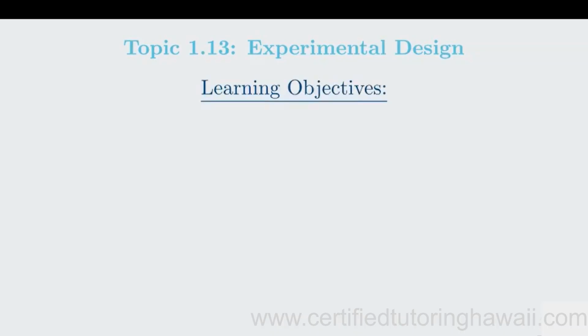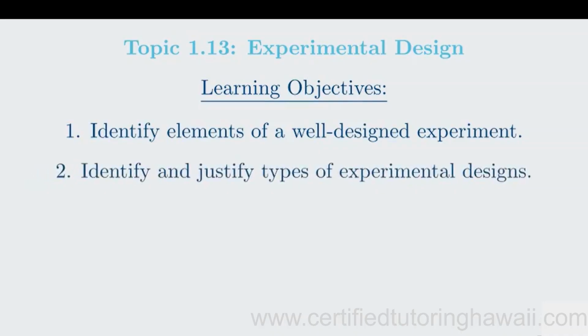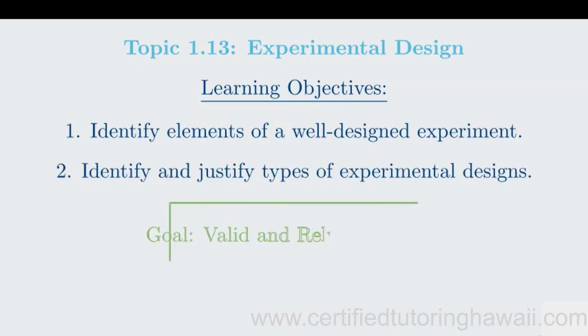Welcome to AP Statistics. Today, we are exploring Topic 1.13, Experimental Design. Our learning objectives are to identify elements of a well-designed experiment and identify and justify types of experimental designs. By the end of this lesson, you will be able to distinguish between a simple observation and a rigorous experiment, and you will understand how to structure a study to ensure your results are valid and reliable.